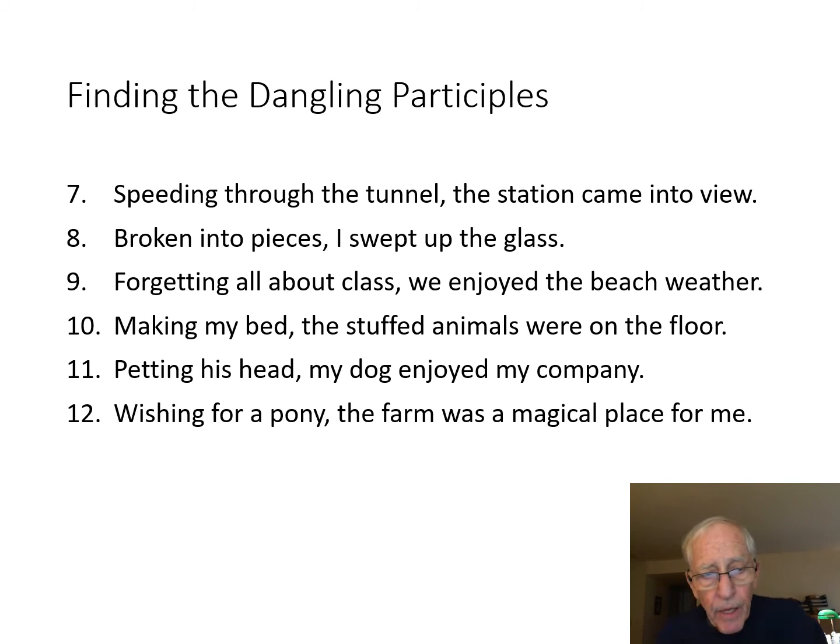Let's look at some more. Number 7. Speeding through the tunnel, the station came into view. Oh, I don't think so. Station wasn't going anywhere. Station wasn't speeding. The train might have been speeding, but not the station. You might want to say, as the train was speeding through the tunnel, comma, the station came into view. That's a little bit clearer.